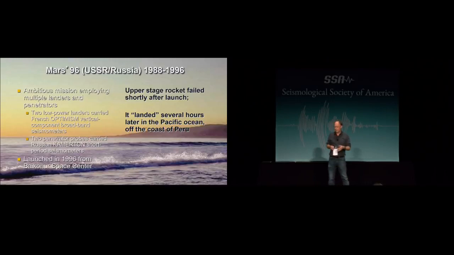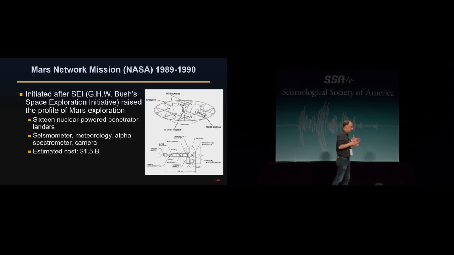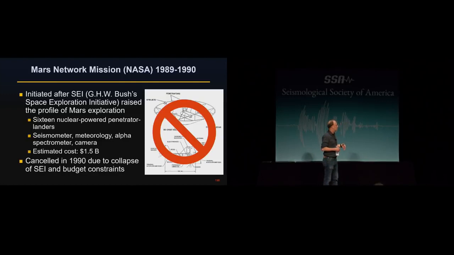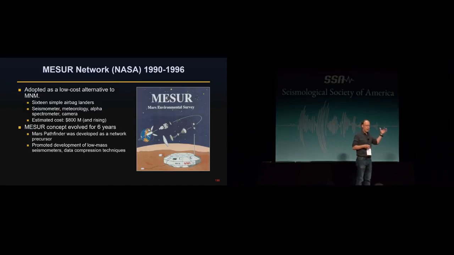The next thing that happened was sort of in parallel. In the United States, George H.W. Bush declared the Space Exploration Initiative, and we're going to go to Mars, and so on. And then once they got the price tag, that went down the tubes. It was replaced by another mission concept called Measure. This is 16 landers going to Mars with seismometers and some other stuff.